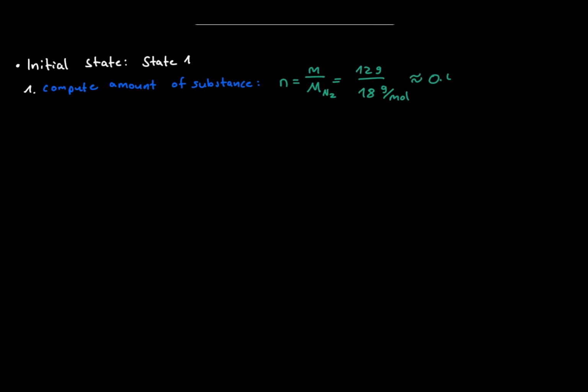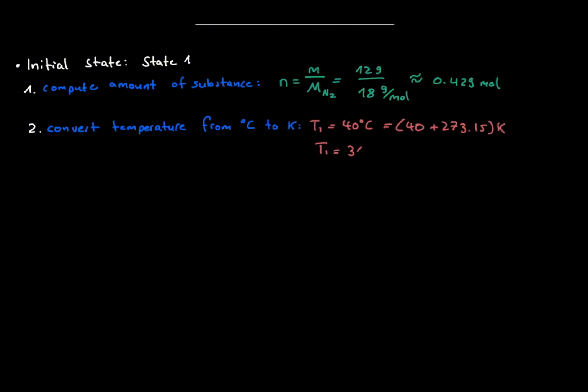First, we compute the amount of substance. The molar mass of nitrogen is 28 grams per mole. So, n equals 12 divided by 28, which is approximately 0.429 moles. We convert the temperature to Kelvin. 40 degrees Celsius corresponds to 313 Kelvin.